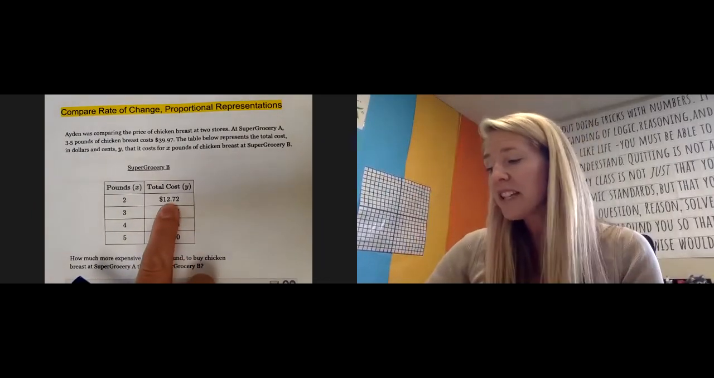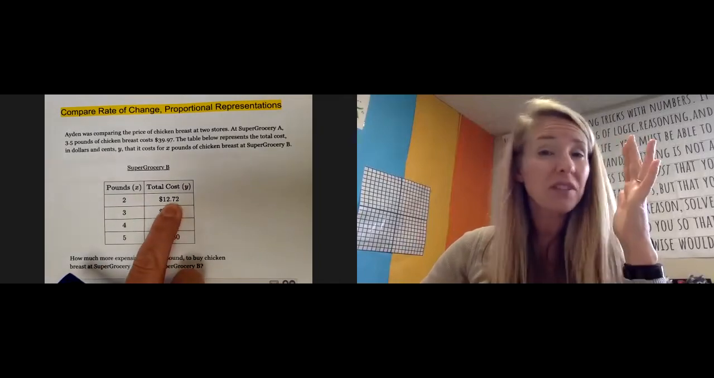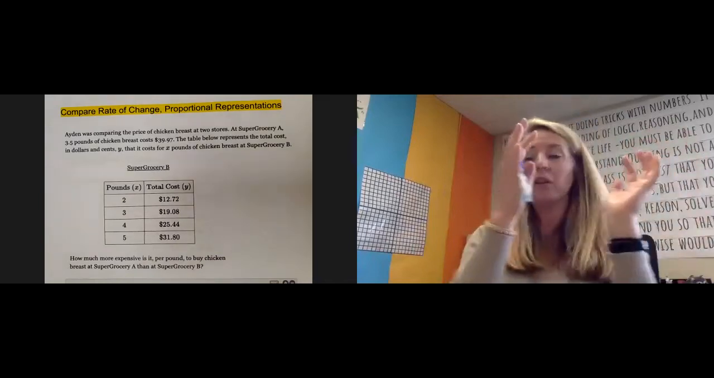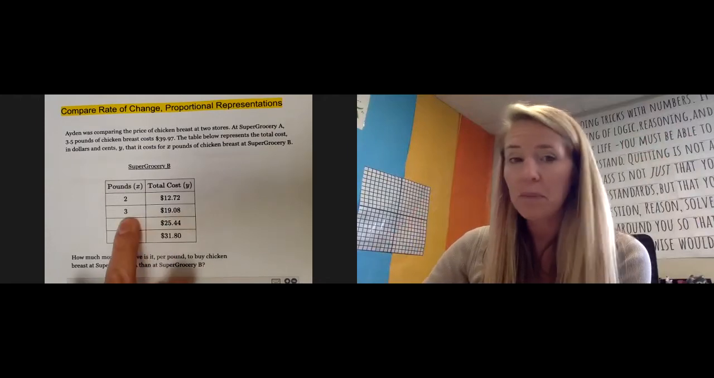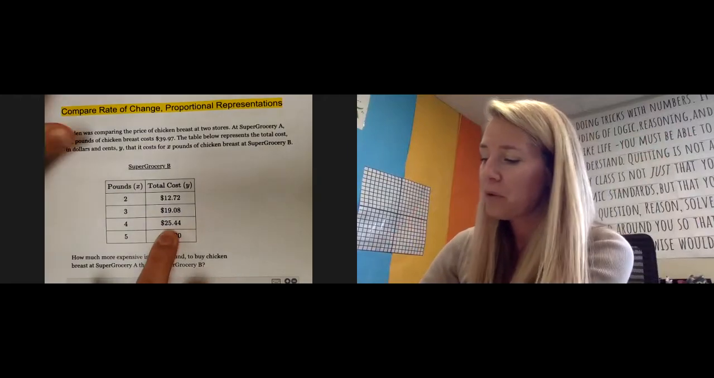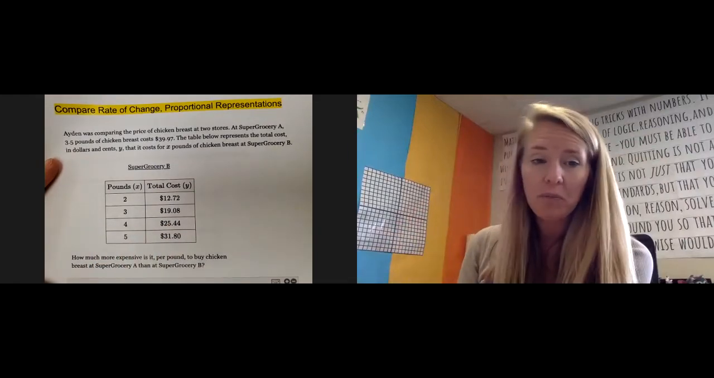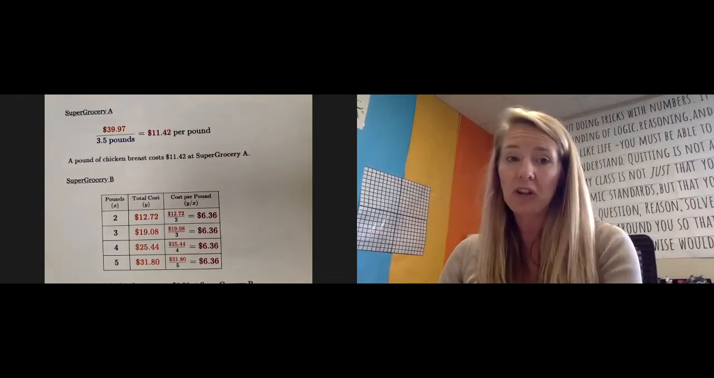Okay, $12.72 divided by 2. Okay, and that makes a little bit more sense in your mind, right? Like you could be like, oh, 2 pounds. So half of it, $12.72, is going to be 1 pound, right? Or $19.08 divided by 3, or $25.44 divided by 4 is going to tell you how much for each of those 4 pounds, or each of those 5 pounds. Okay. Once you have all that information, you can compare.